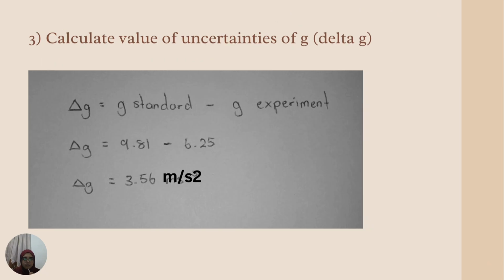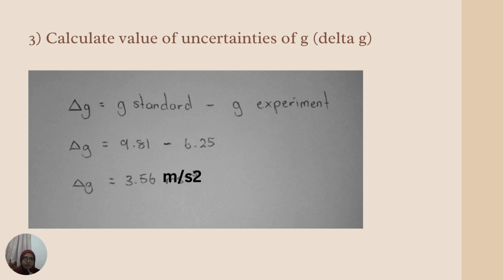For question number 3, calculate the value of uncertainty of g, which is delta g. G stands for gravitational. Delta g equals g standard minus g experiment. The g standard is known as 9.81 meter per second square. So, g standard 9.81 minus g experiment 6.25 equals 3.56 m per s square.